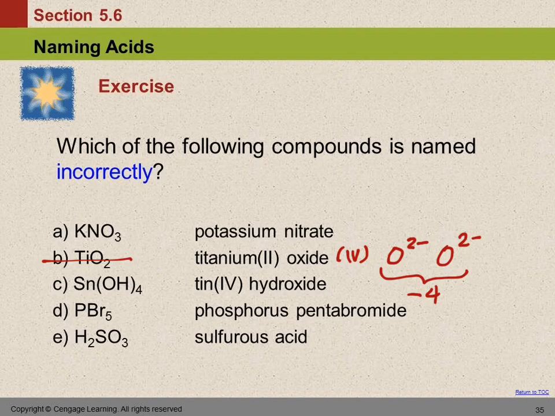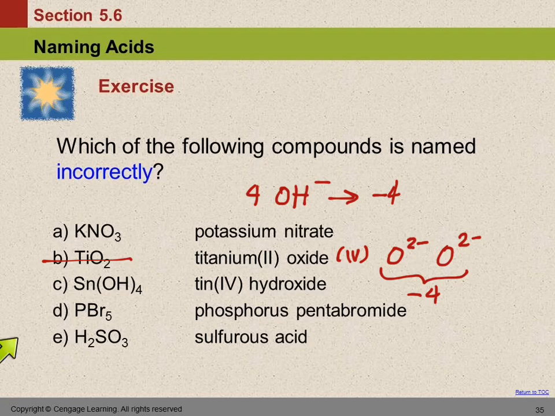Now we need to check that charge. So hydroxide has a -1 charge. And there's 4 of those, right? Parentheses with the 4. So if we have 4 of those, that gives us a total of a -4 charge, right? And in SnOH4, there's 1 tin. So it must have a +4 charge. Is that the Roman numeral for 4? It is, because 4 is 1 before 5. So that one's correct.